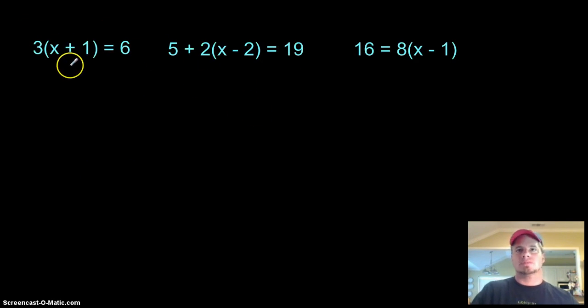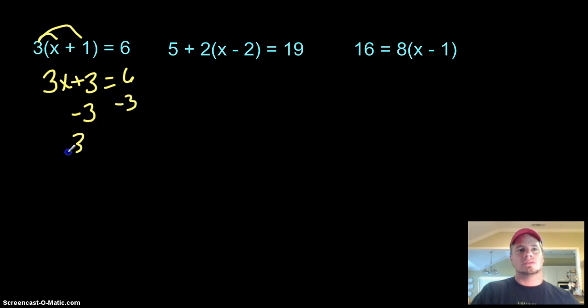Okay, we've got a few problems here. Let's get rid of the parentheses. So 3 times x is 3x plus 3 equals 6. Two things to get rid of, the 3 and the 3. Actually, they are two things, even though they're the same thing. Get rid of what's added first. 3x equals 3. Last step, divide by 3. X equals 1.